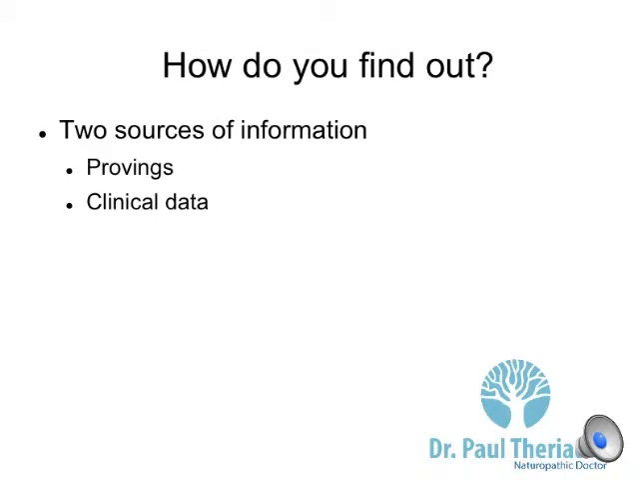So how do we find out what remedies cure what? There's two sources of information. The first being provings, which we're going to discuss below, and the second being clinical data. Clinical data is basically word of mouth from practitioners who figured out a remedy does something and they spread it along either through publications or through word of mouth. It's an important source of data, but the very important one, and homeopathy's great innovation in medicine, is the proving, which we're going to discuss now.